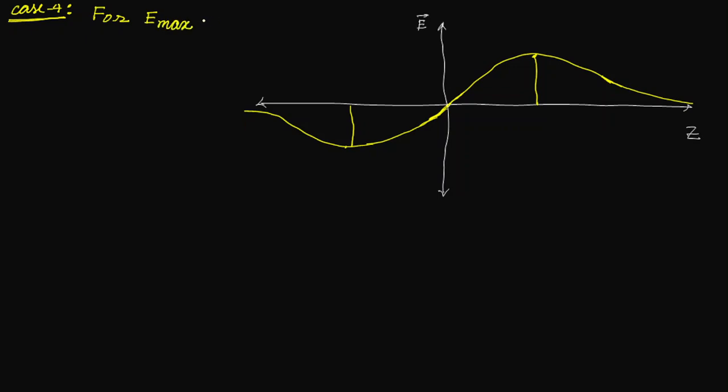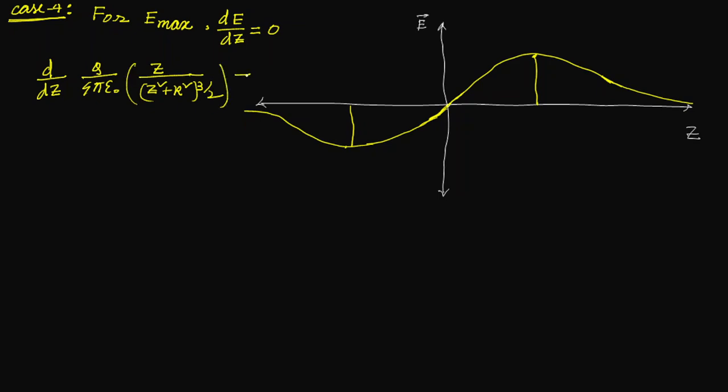For Emax, what we can write is del E by del z equals 0. We know the electric field, so we just have to take a differentiation with respect to z. Q divided by 4 pi epsilon naught is a constant term, and then z divided by z square plus r square whole to the power 3 by 2. We take the differentiation of this term and then make it 0.